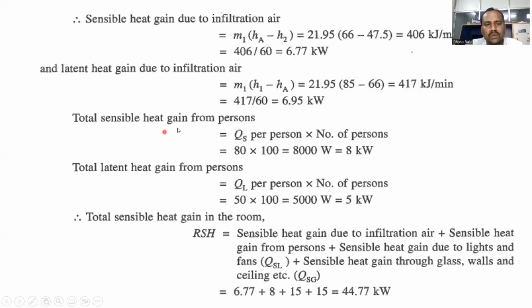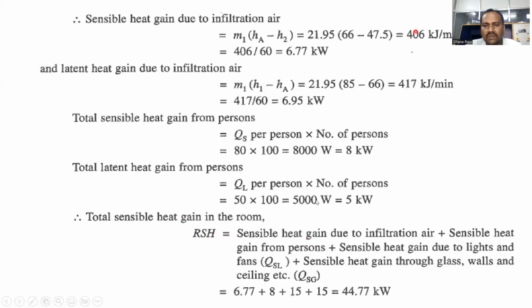Then total sensible heat gain from persons. Each person 80 watts, and the number of persons is 100, so 8,000 watts, it is 8 kilowatts. Similarly, total latent heat load: each person is 50, there are 100 persons, so it is 5,000 watts, so 5 kilowatts. Therefore, total room sensible heat equals, you need to add all sensible heats given in the problem.